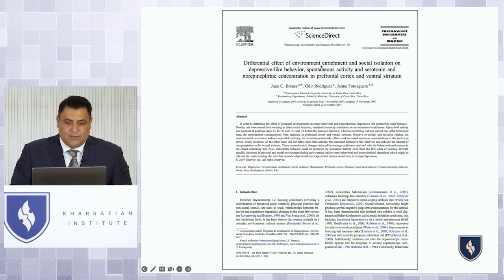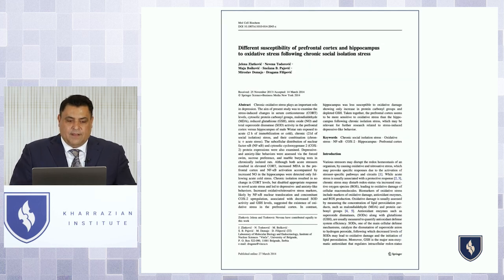Differential effect of environmental enrichment and social isolation on depressive-like behavior, spontaneous activity, and serotonin and norepinephrine concentrations in prefrontal cortex and ventral striatum. Basically what they found was that with lack of stimulation and social enrichment, serotonin and norepinephrine concentrations in the brain just went down to nothing. They just shut down. There's no activation of the frontal cortex. So activation and stimulation are really critical.